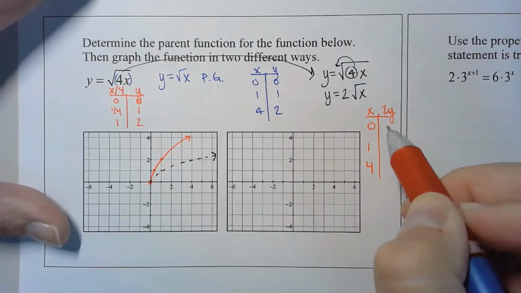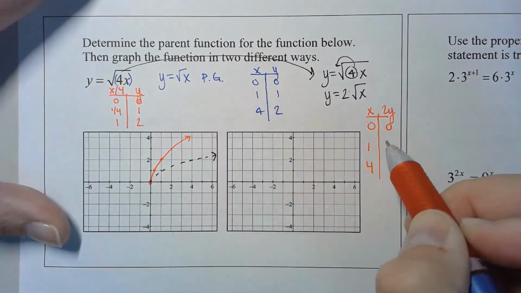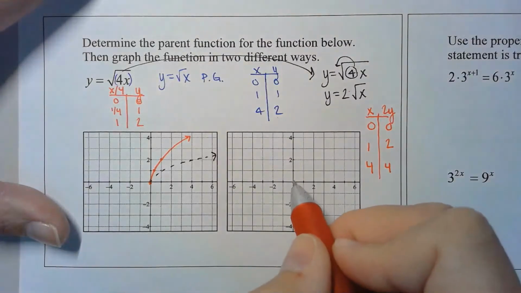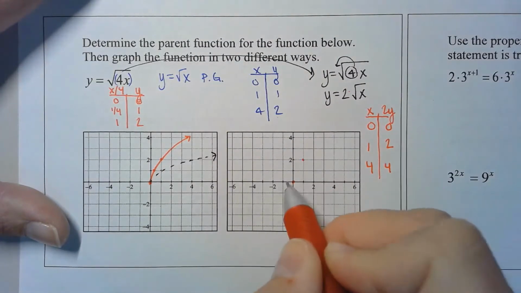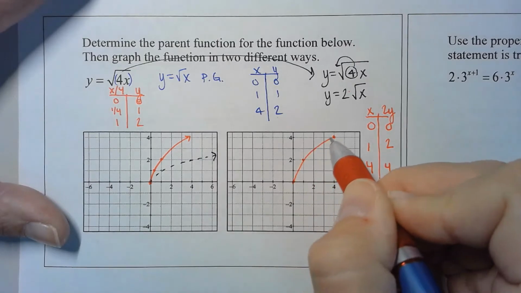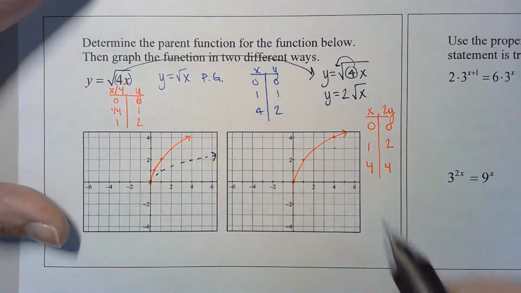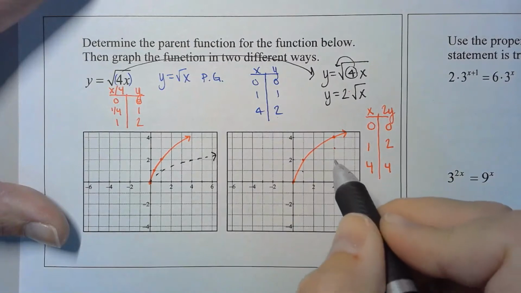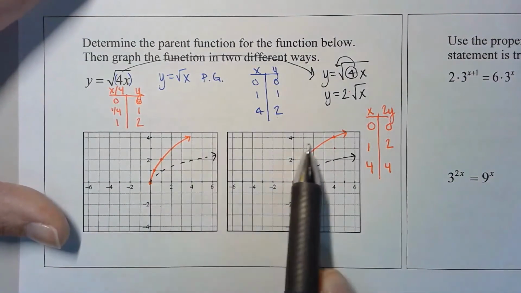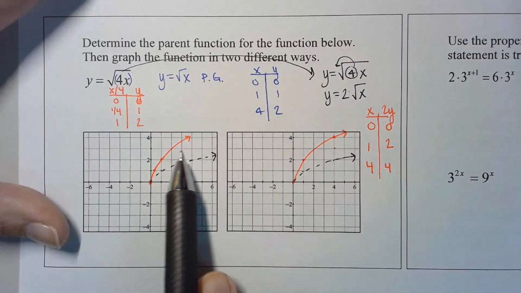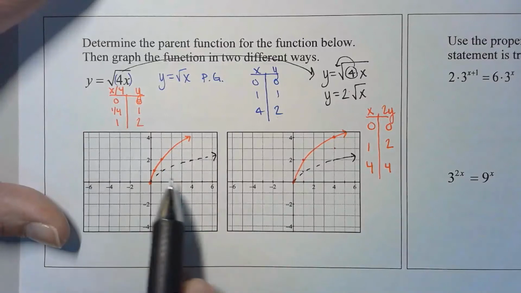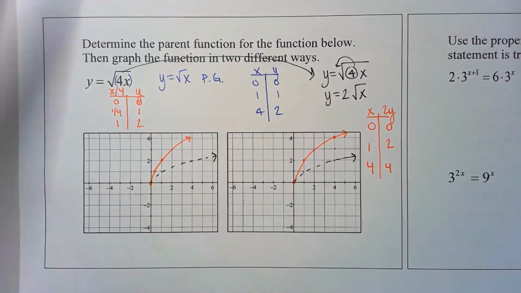So let's see, 2 times 0 is still 0. 2 times 1 is 2. 2 times 2 is 4. So here we have 0, 0, 1, 2, 4, 4. And again, here was my parent graph. I mean, when you look at it, aren't they the same? They're the same red graph. I know I didn't have that 4, 4 there, but we got there differently.